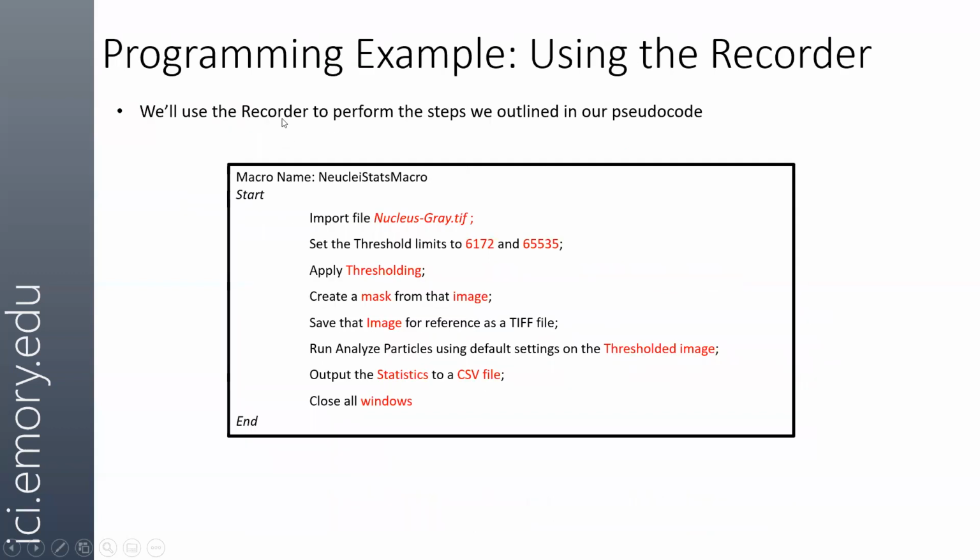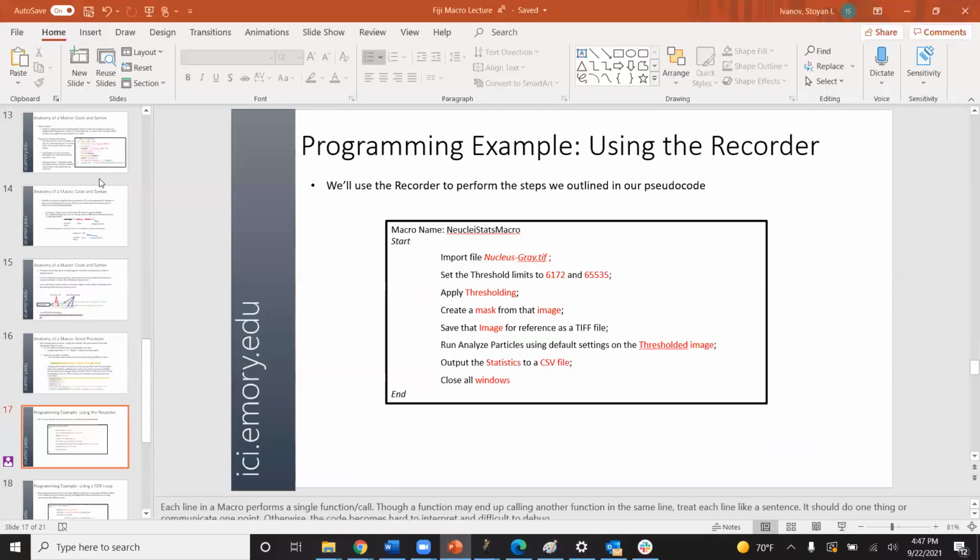So finally, we're at our example. We've already seen the pseudocode here. So right now, I will take you through this process using the record utility. And we will see how that goes. Now, before we get started on that, does anyone have any questions?